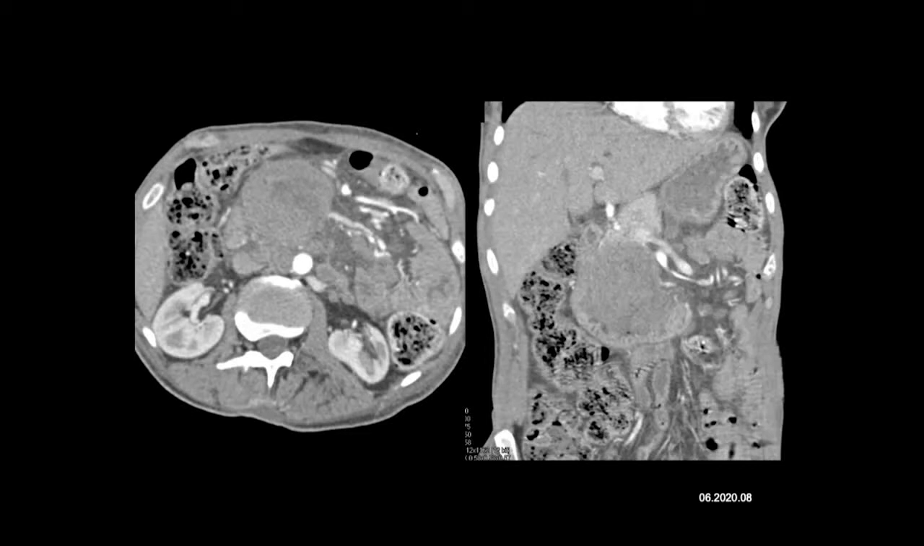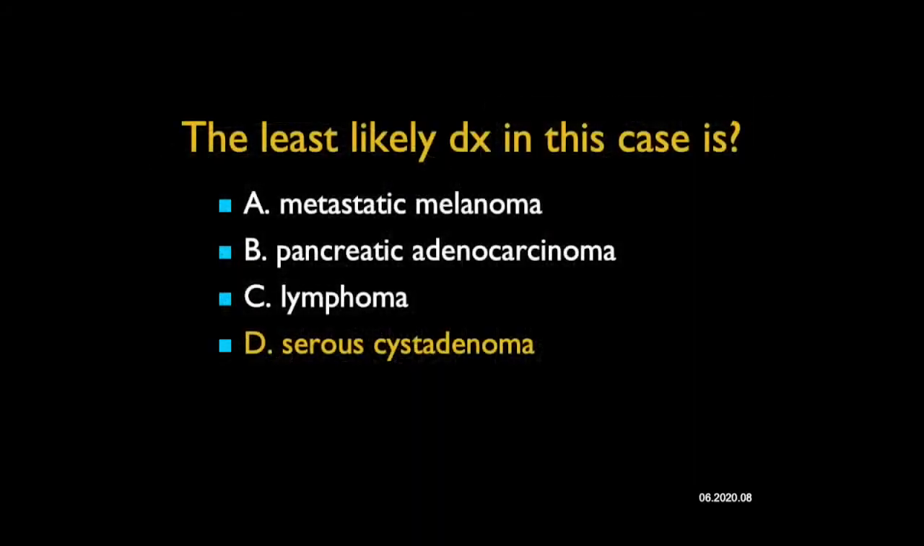Remember, melanoma is a great mimicker. Serous adenoma is a great mimicker. Sometimes it's vascular, sometimes it's more cystic or less cystic, but I would not consider it in this case, and so it's the least likely diagnosis. Just a really nice case.